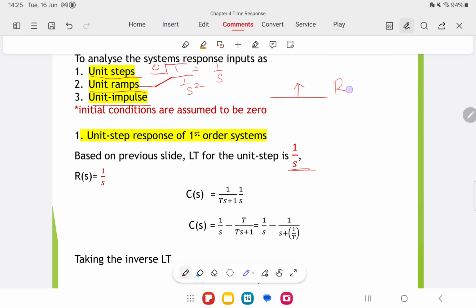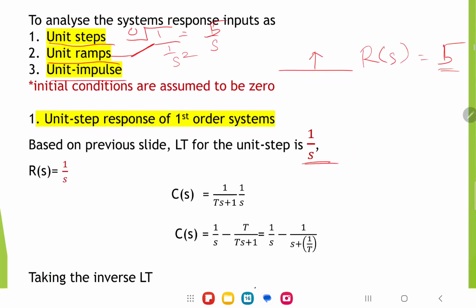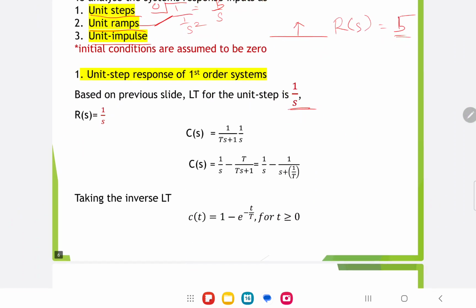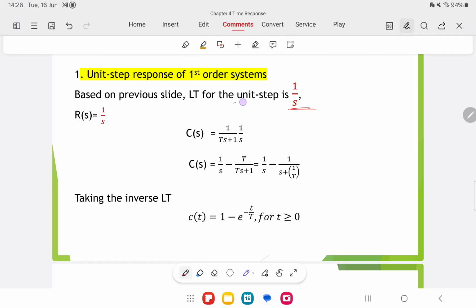For unit impulse, the R(s) input is 1, one value. If it says the unit impulse is 5, it means it is 5. For unit step, it would be 5 over S. That is the difference. Alright, so this one is the first, for unit step. How do we set it? If it says constant unit step input, you multiply by 1 over S. If it is unit impulse, multiply by 1. If it is unit ramp, 1 over S squared.